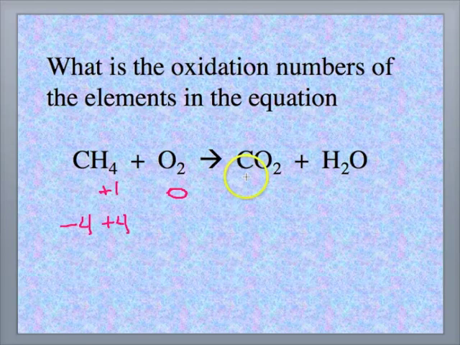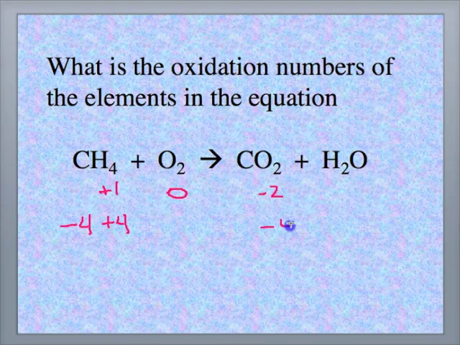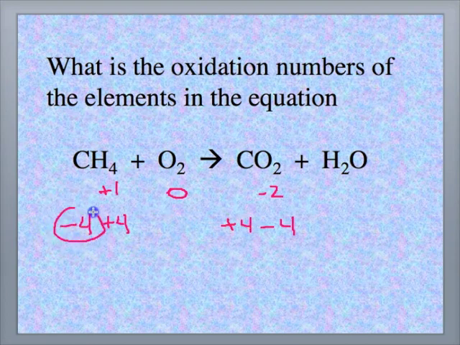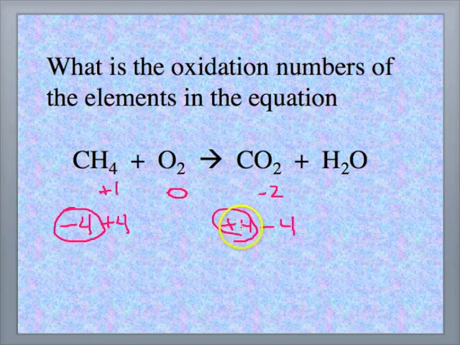Now let's look at the products. Carbon dioxide. Here oxygen is a -2 because it's combined with carbon. And there are 2 of them, that's -4. So the oxidation state for carbon is +4. Now that's interesting, isn't it? Because the oxidation number in the reagent side of carbon was -4, and on the product side is +4. The oxidation state has changed.